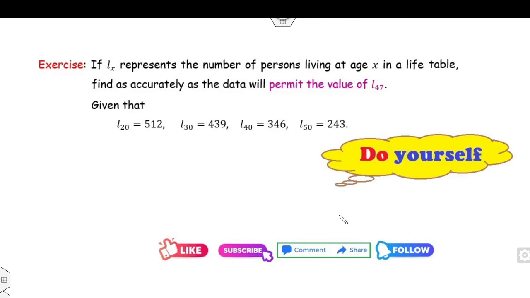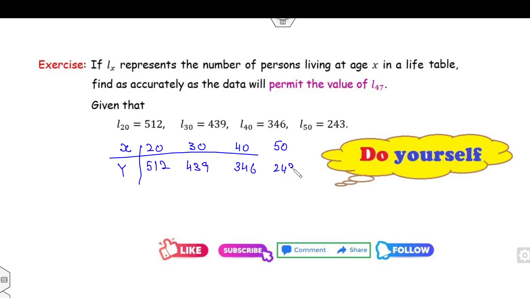Look at this another example. This is the exercise for you. You can see Lx is the number of persons living at age x. You can write this in the form of a table firstly. x is my subscript 20, 30, 40, 50, and the value of y is my 512, 439, 346, 243. Fine. So you can write this, and in this case your target is to find the polynomial. So you can take u in terms of x. Then you can write it.